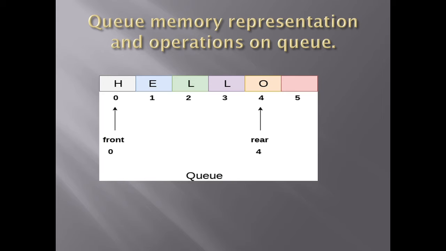Display displays the elements in the queue. Peek returns the item at the front without removing it. Is full returns true if the queue is full. Is empty returns true if the queue is empty. Next we will discuss applications of queue.